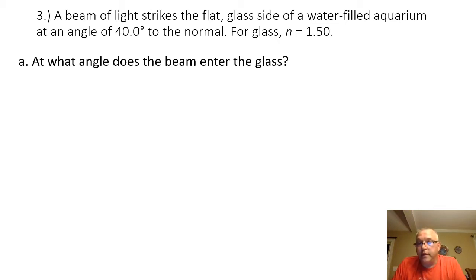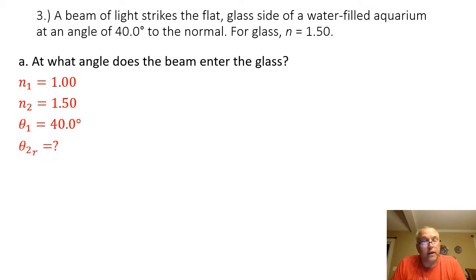So we know that the beam is initially traveling through air. That air has an index of refraction of 1.00. The index of refraction for the glass is 1.50, and the angle of incidence is 40.0 degrees, and we are trying to solve for my angle of refraction, or theta 2.